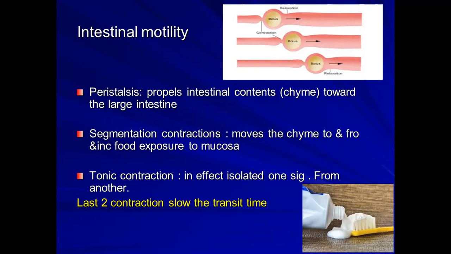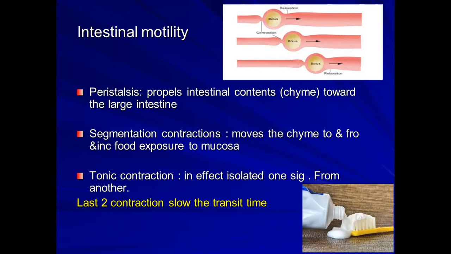So it moves the food particles from segment to segment, and you can imagine it is like toothpaste. If you press on the tube, the content will be passed anteriorly. So there will be transmission of food particles from area to area.